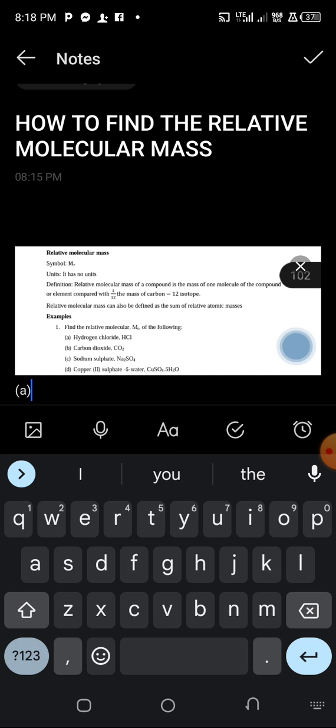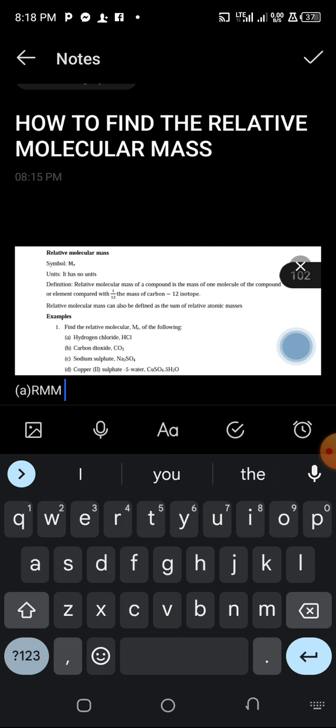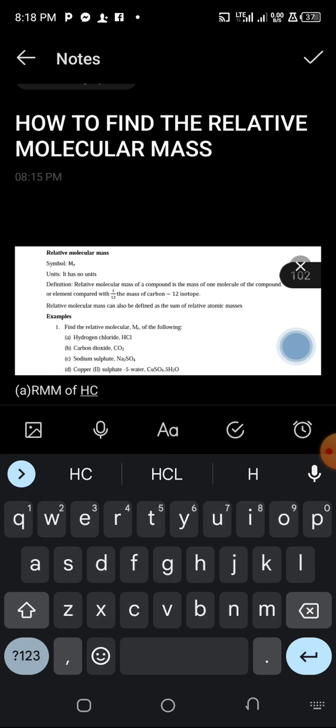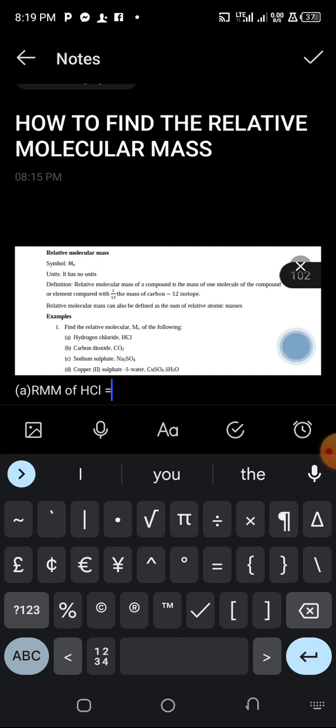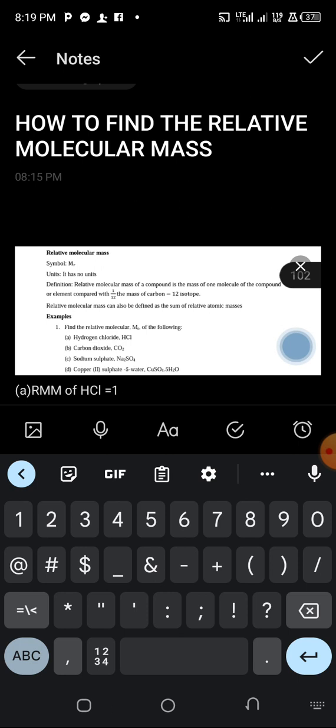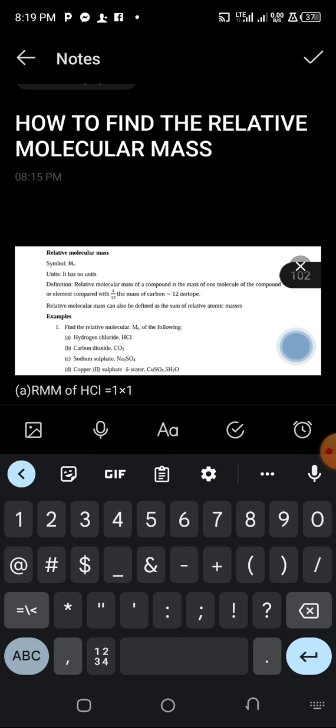Now, the first question says, find the relative molecular mass of the following. I'll symbolize the relative molecular mass by the symbols RMM. So, of what? Hydrochloric acid. Then you say equals. There, how many atoms of hydrogen are there? 1. Multiplied by the mass number of hydrogen. The mass number for hydrogen is 1.